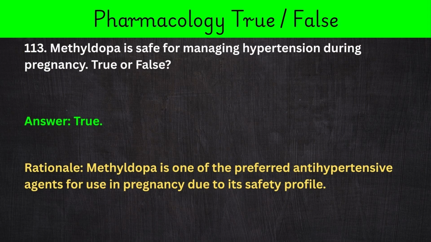113. Methyldopa is safe for managing hypertension during pregnancy. True or false? Answer: true. Rationale: methyldopa is one of the preferred antihypertensive agents for use in pregnancy due to its safety profile.